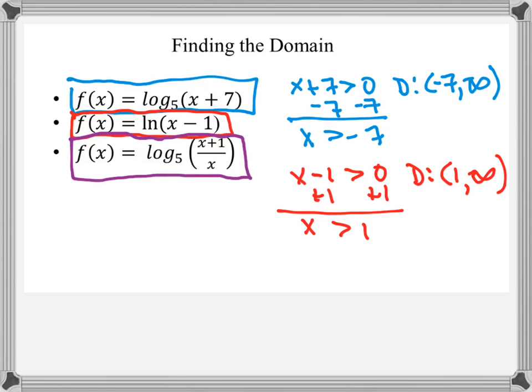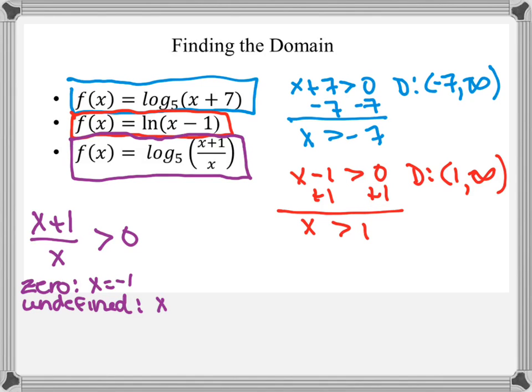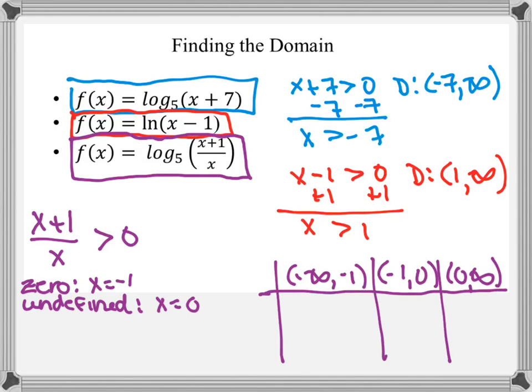Third one, f of x equals log base 5 of (x plus 1) over x. So our argument, (x plus 1) over x, must be greater than 0. So this is a little more complicated. We actually need to go back to our first topic that we studied this term and look at rational inequalities. So I need to identify my 0, that is x equals negative 1. I need to identify my undefined, which is x equals 0. Set up my intervals, so I have negative infinity to negative 1, negative 1 to 0, 0 to infinity.